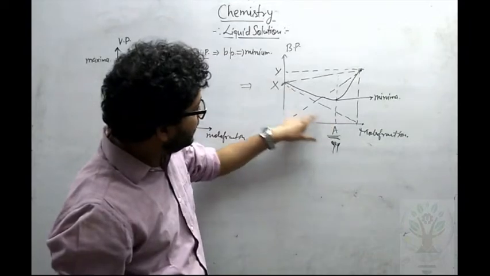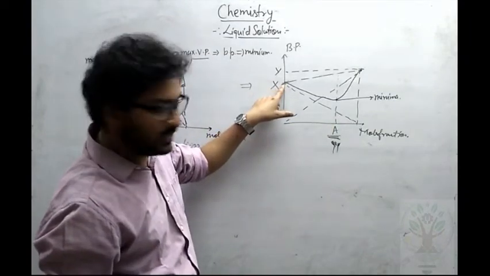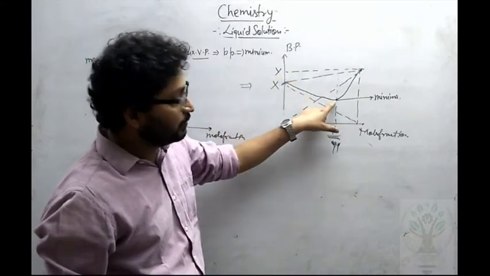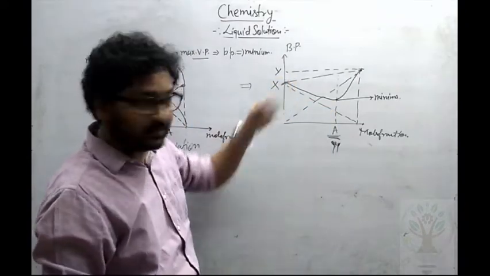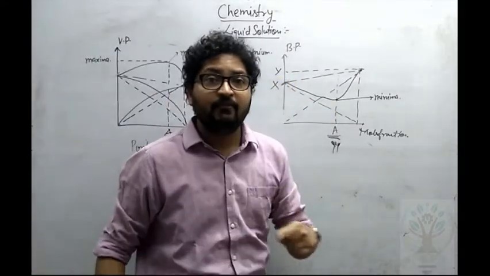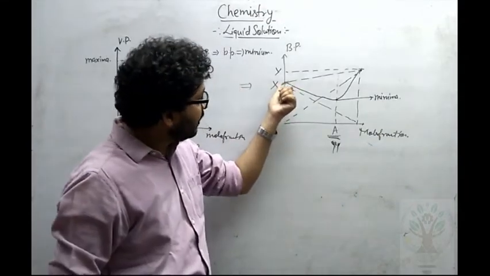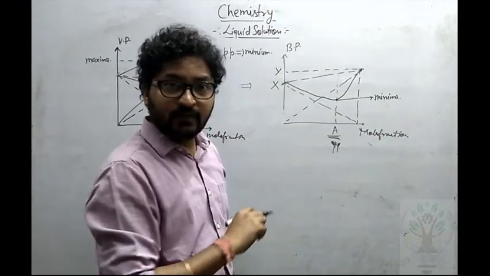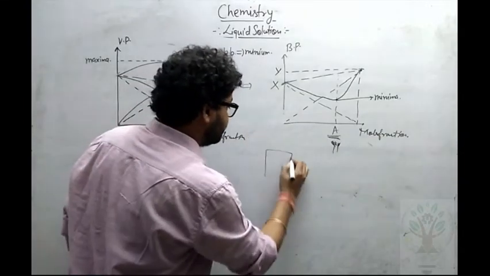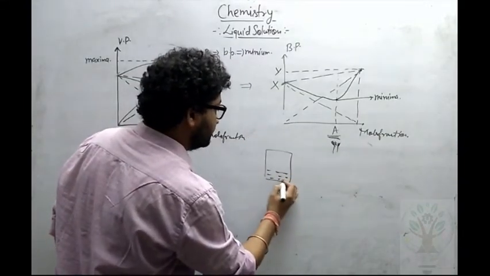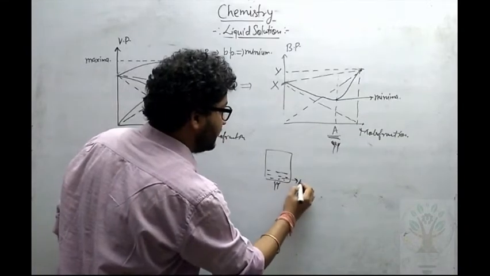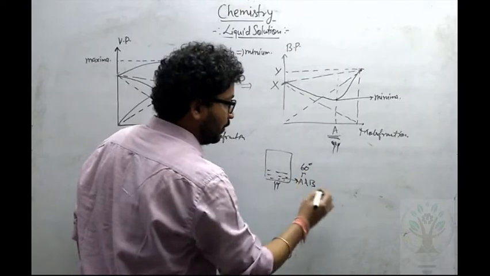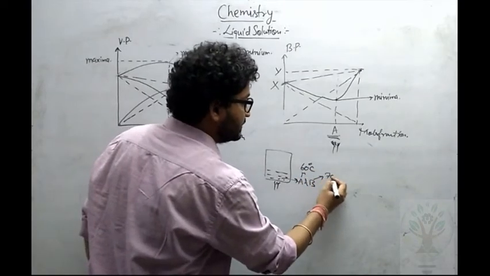So see, the boiling point of one component is X, the boiling point of another component is Y, and the boiling point of the solution is less than either of X and Y. So who will boil first? Will X boil first, or Y boil first, or the solution will boil first? Definitely the solution will boil first. So what will happen? Let's say you have the solution. You thought I have A and B. A has boiling point, let's say 60. B has boiling point, let's say 70.